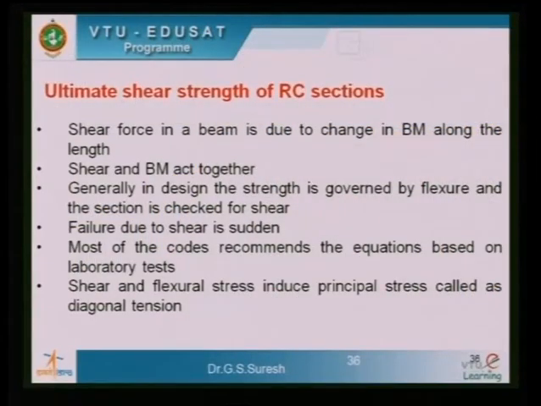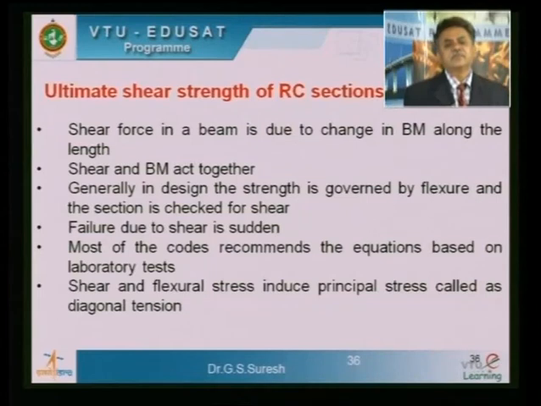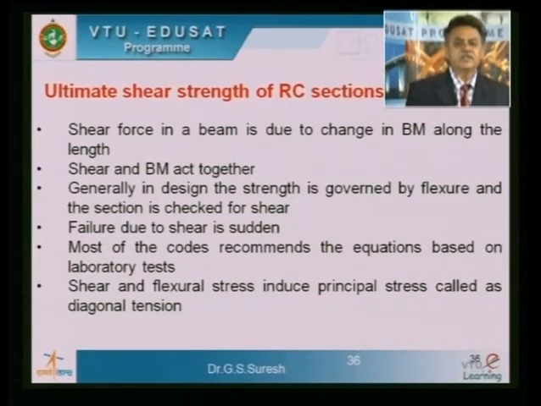It says that the shear force in a beam is because of the change in the bending moment along the length. That is V is equal to dM by dx. That is the relation we had taught you in strength of materials. As I told you earlier, neither the shear nor the bending moment act independently, they act together. Hence, we have to consider the shear along with the flexure.